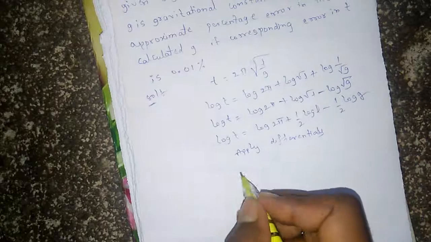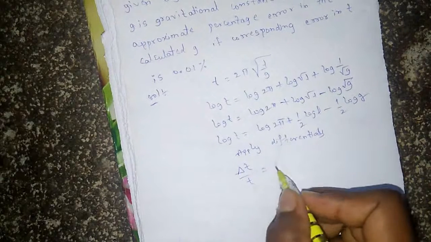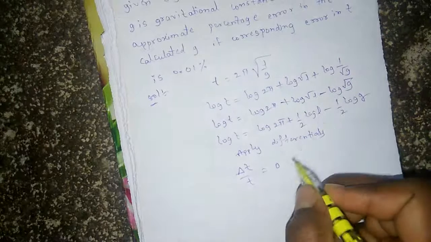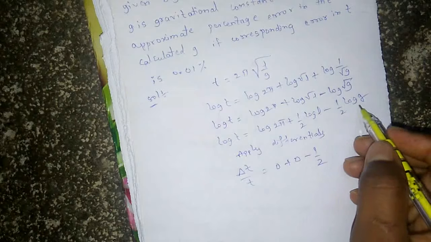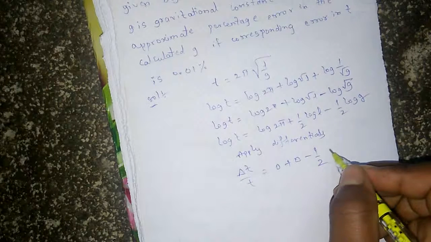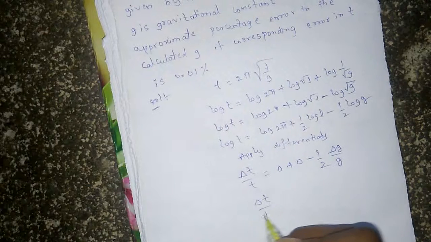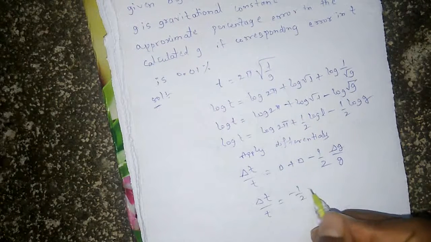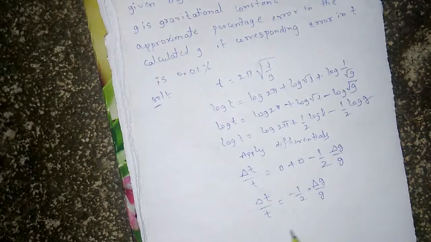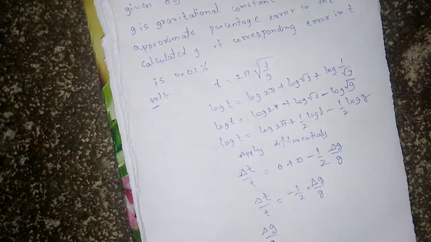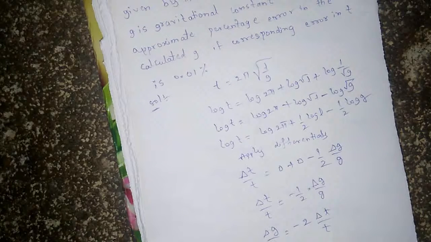So here log t differential is delta t by t. Here 2 pi is constant, its differential is 0. Here length of pendulum is also constant, its differential also 0. Minus 1 by 2 into, here log g differential is delta g by g. That is delta t by t is equal to minus 1 by 2 into delta g by g. So we need to find delta g by g. Delta g by g is equal to minus 2 into delta t by t.